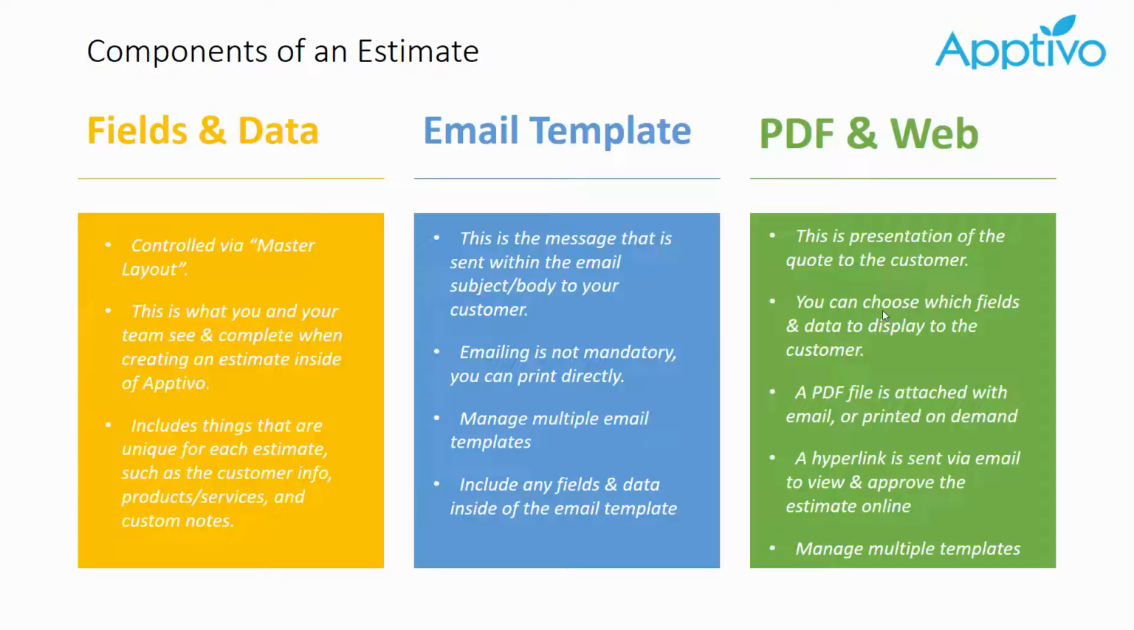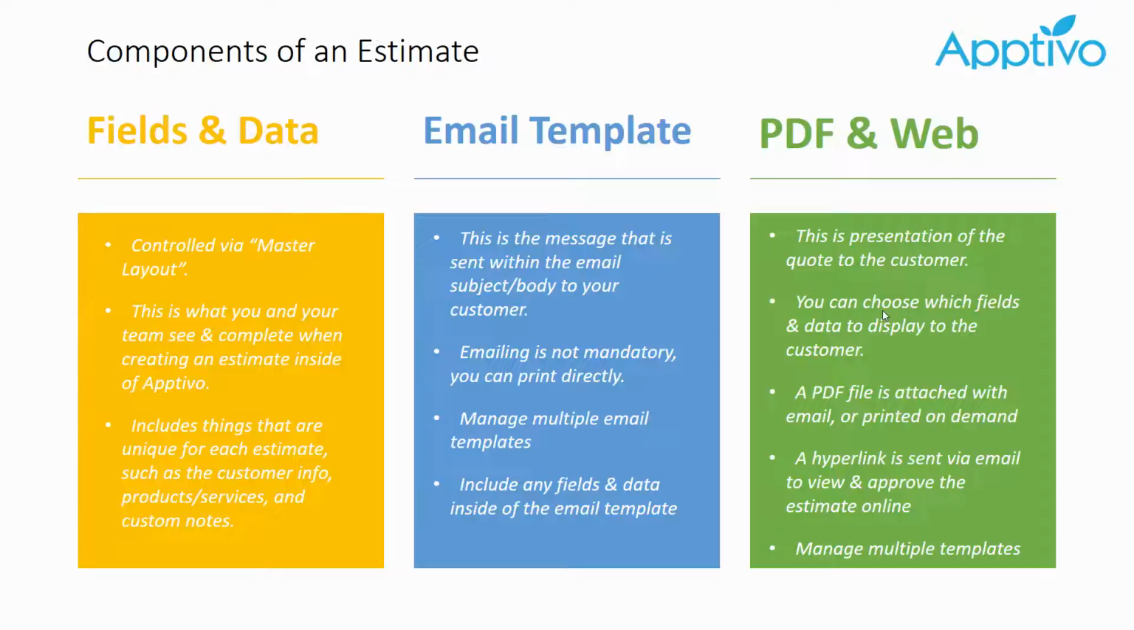But then the web link, that actually does have a little bit of special functionality. So there's a simple approval or rejection process right on the quote itself. So from the web link, they can press a button that says, I want to ask for a change or I want to approve it. And then you can go drive workflow based off of that in your Apptivo site.